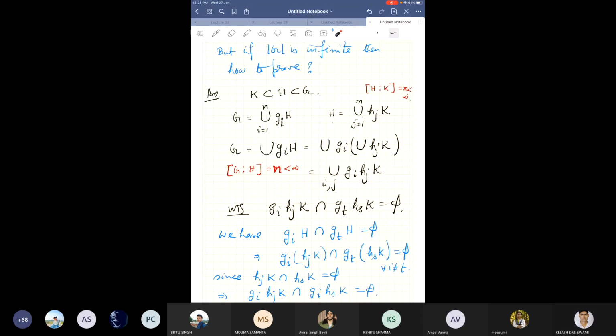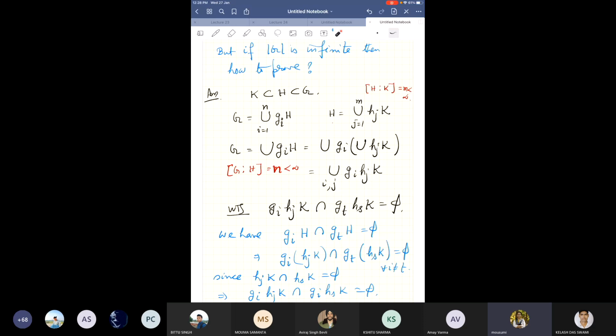So that means it is enough to show that all these left cosets are disjoint. That means their intersection is empty. That is what we will try to prove now. Is this fine? Yes, ma'am. So here we have proved the fact.